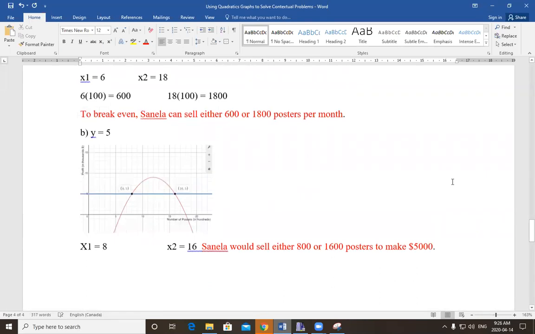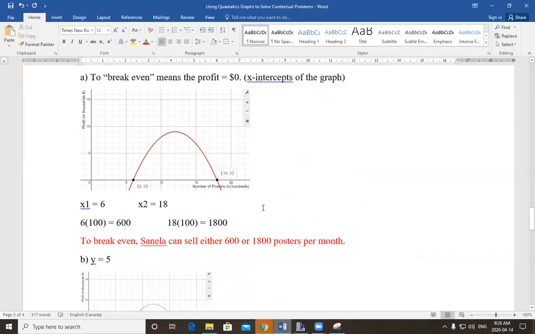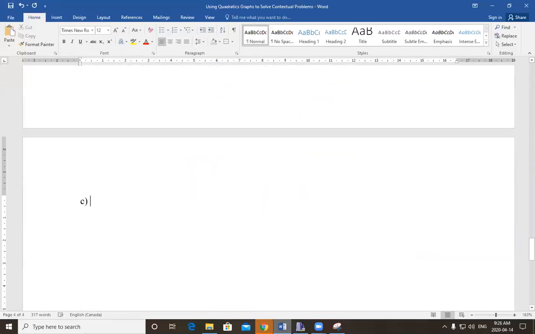Part C, I believe, is a very similar question. If Sinella wants to earn a profit of $9,000, how many posters must she sell? So profit equals $9,000. So what do you think the equation will be? Okay, again, if the profit in the equation is in thousands of dollars, we would take 9,000 divided by 1,000, and our equation is y equals 9.